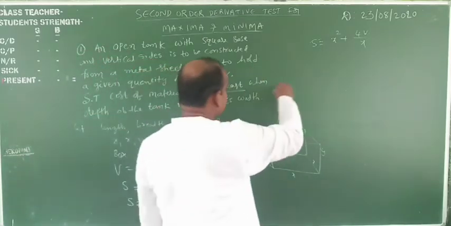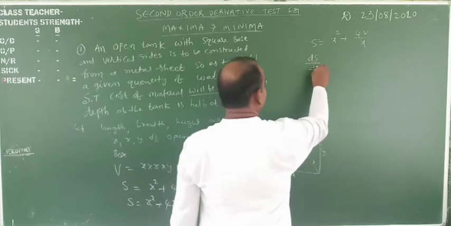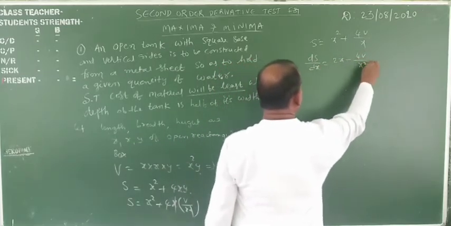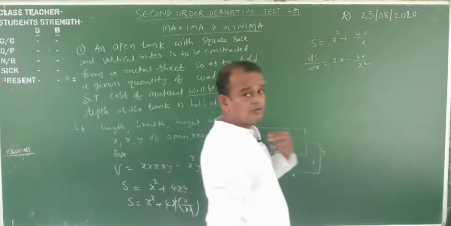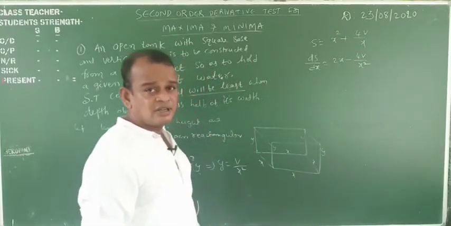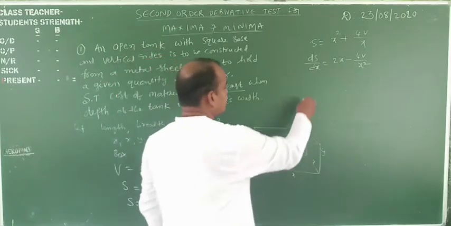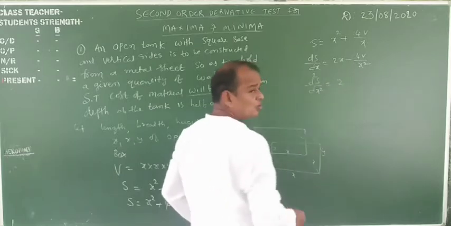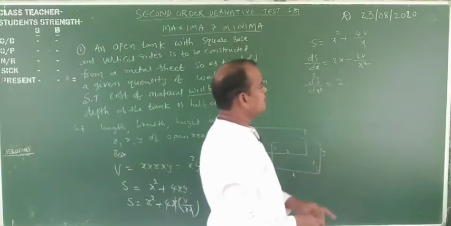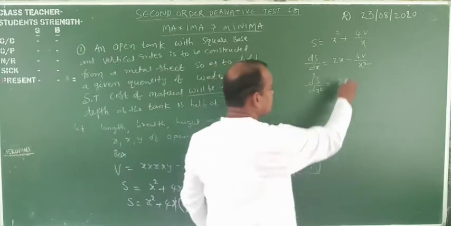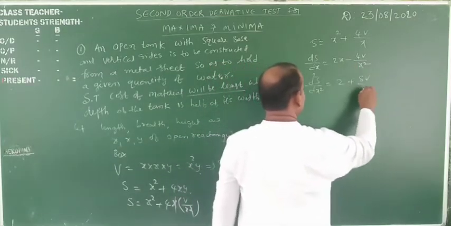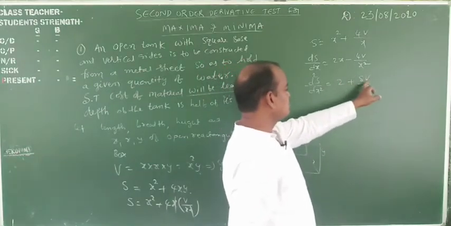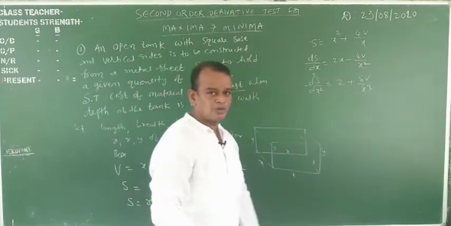Now dS by dx is 2x minus 4v by x square, since the derivative of 1 by x is minus 1 by x square. Now differentiate again: d square S by dx square is 2 plus 8v by x cube. Observe that x is the length and v is the constant, so this is positive. No problem at all.